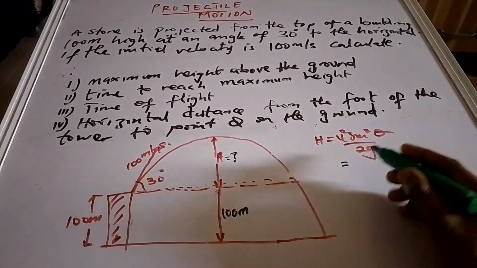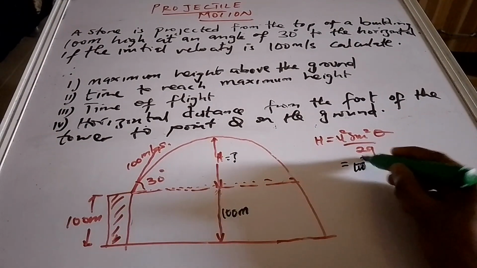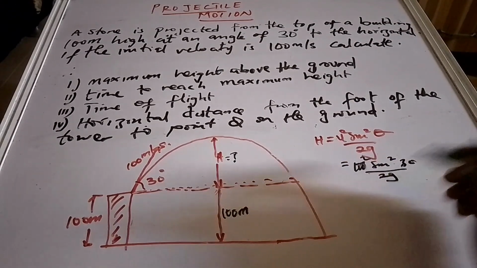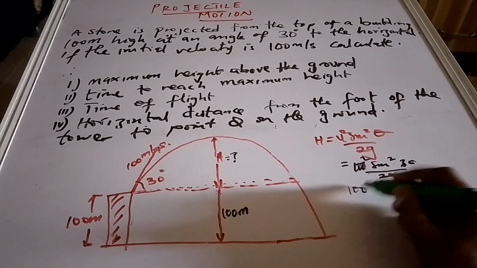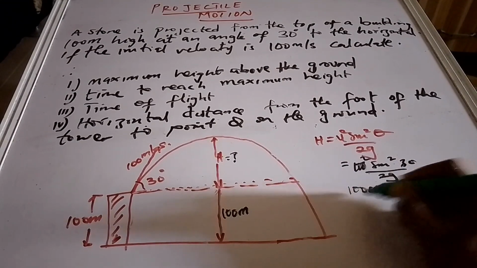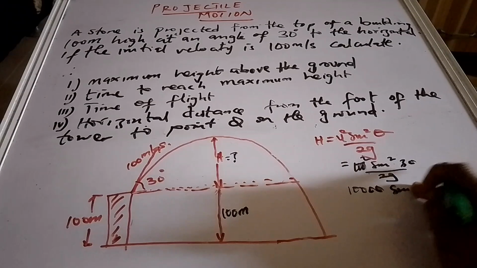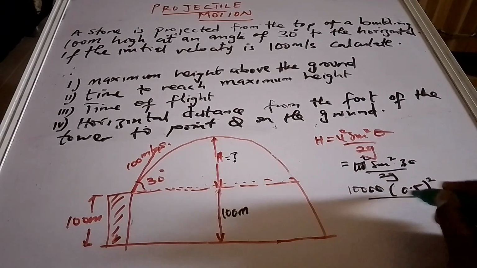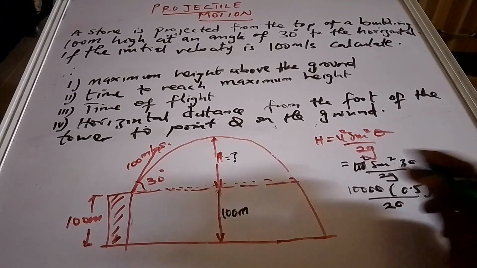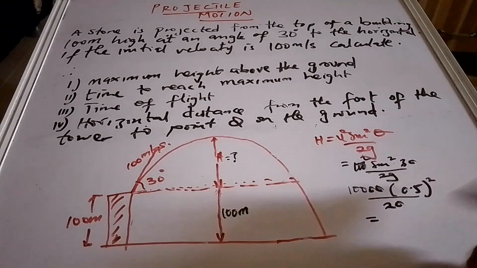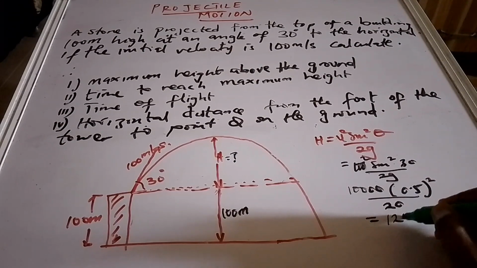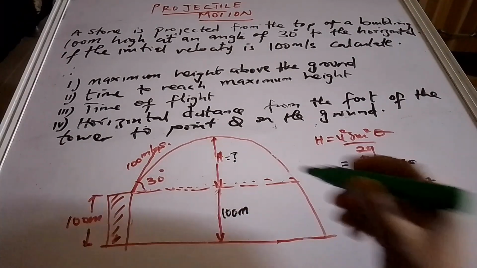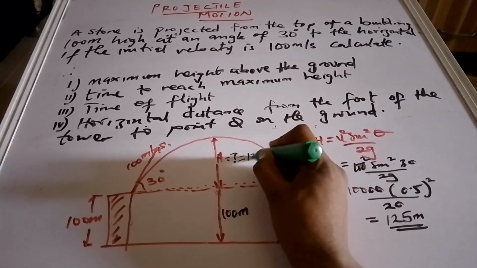So our h is u squared, that is 100 squared, sine squared of 30 over 2g. So which is going to be 10,000, then sine 30 is 0.5, and then we square it, then over 20. That is 2 times 10, 20. So if I sum all this up, it's going to give me 125 meters. So just use your calculator, you're going to get 125 meters. So our h here is 125 meters.